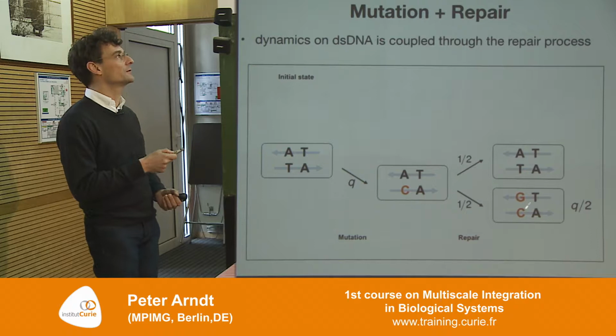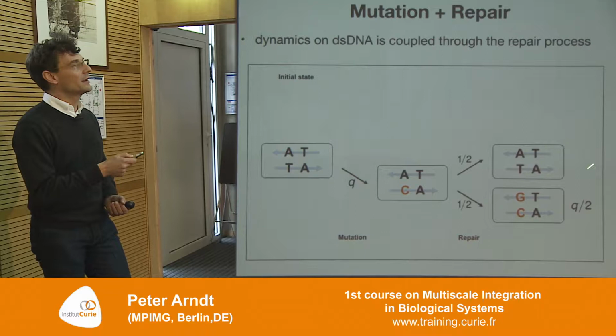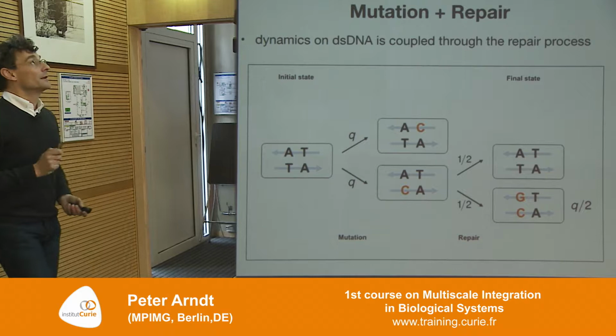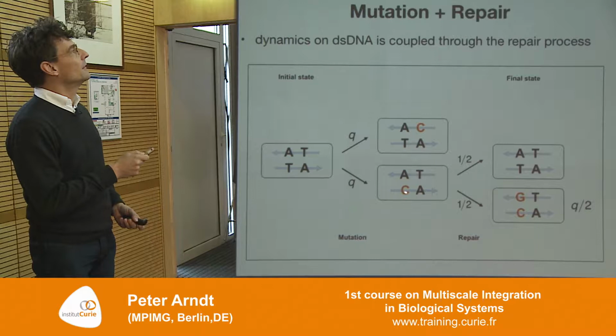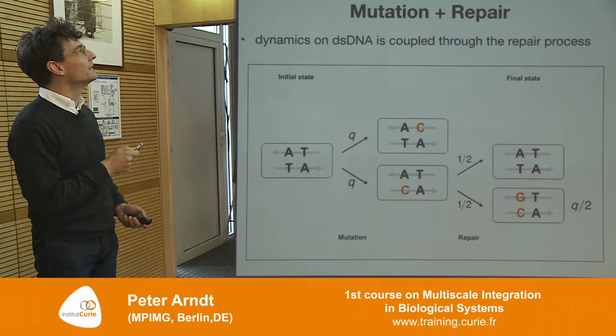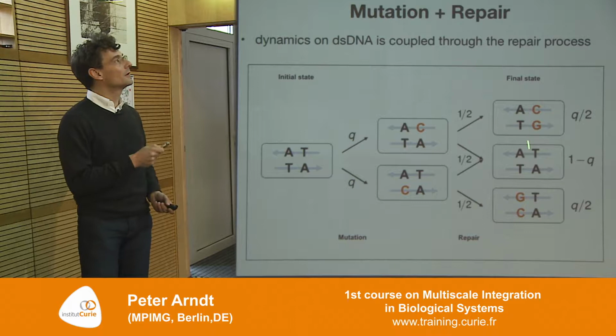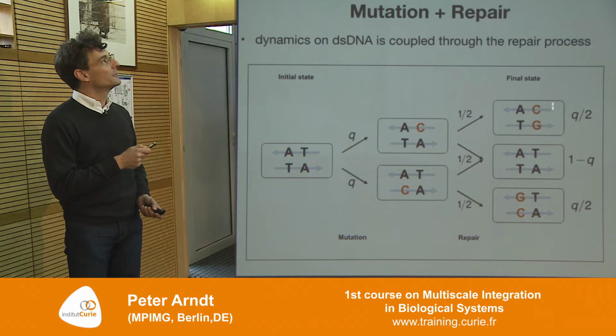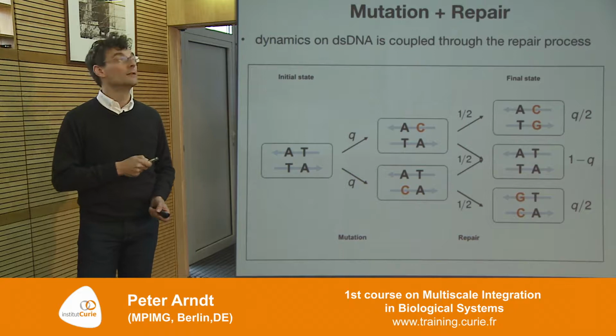And you can also end up in this state where you actually don't see the mutation anymore. But of course, the same process, that T to C transition, can also occur on the backward strand. And then it occurs here at this T. And also here, the same thing can happen. So repair comes along, sees some base mismatch, and has to do something. So you end up in this state also with rate Q over 2, because these Qs are the same, and here it's always 1/2, 1/2 decisions.